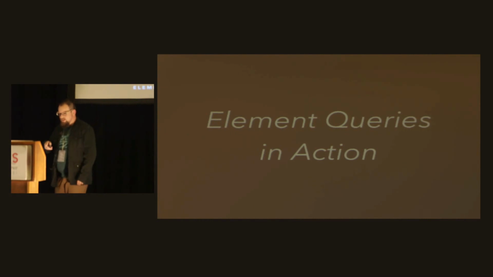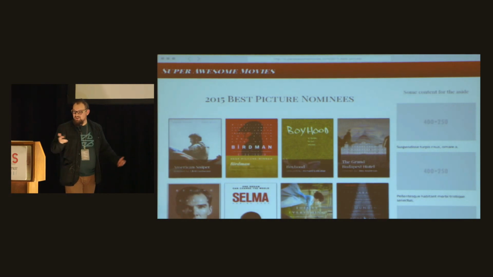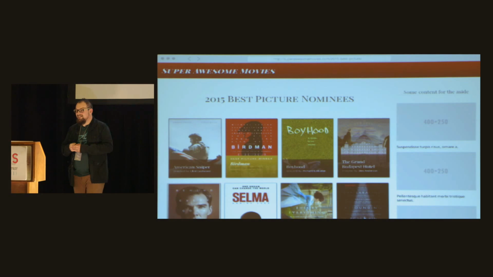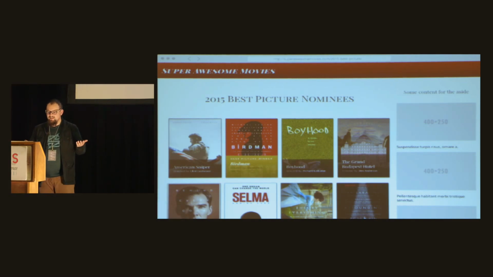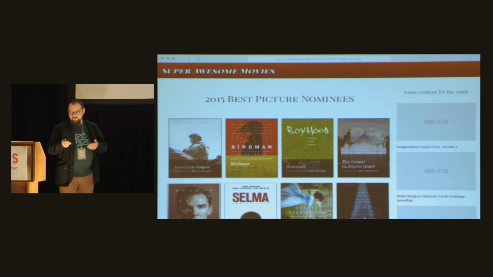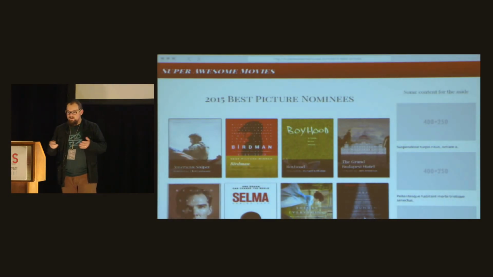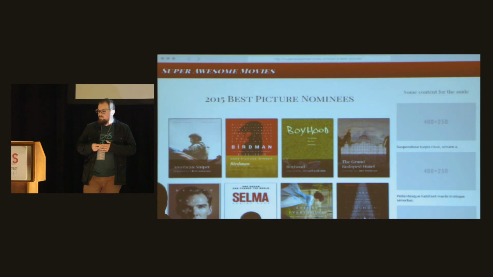So, a slide I forgot to change: container queries in action. Here's a site I put together earlier this year on the Best Picture nominees of 2015. It was able to point out which movie won and so on, and looks really great. Small screen, we've got it in a list view, back to a grid view when it's larger, but we're getting ready to come up on the 2016 nominees, right?